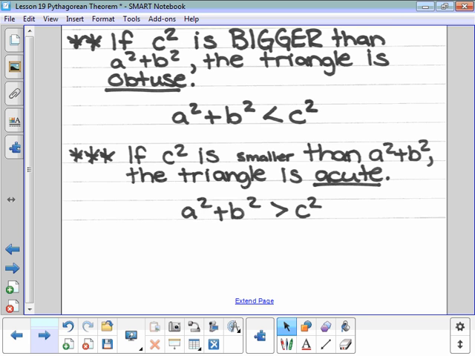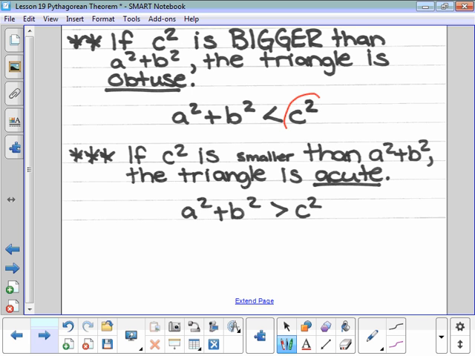We can also use the Pythagorean theorem to determine if a triangle is obtuse or acute. If it's obtuse or acute, then it's not a right triangle. An obtuse triangle, remember, has one angle that's bigger than 90 degrees. An acute triangle has all angles that are less than 90 degrees. So we might plug side lengths into the Pythagorean theorem, and both sides might not be equal. In that case, I have either an obtuse triangle or an acute triangle.